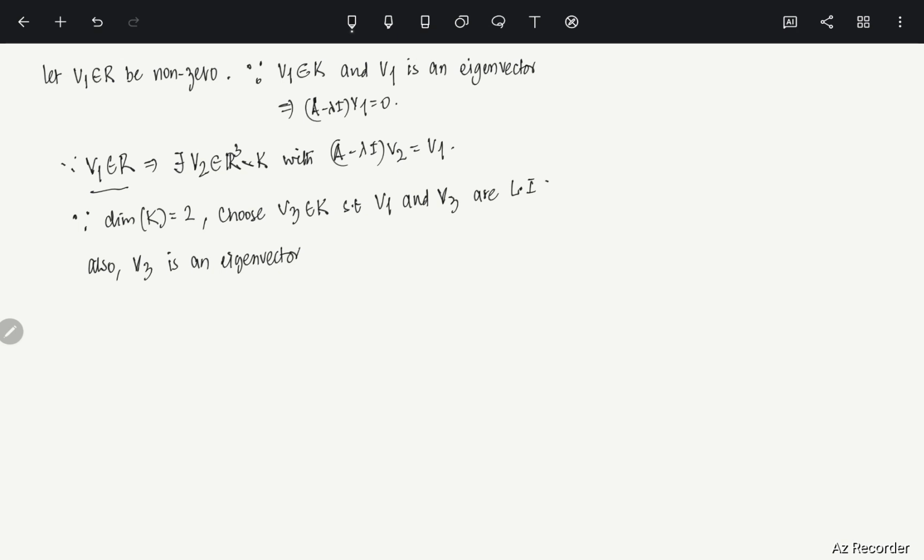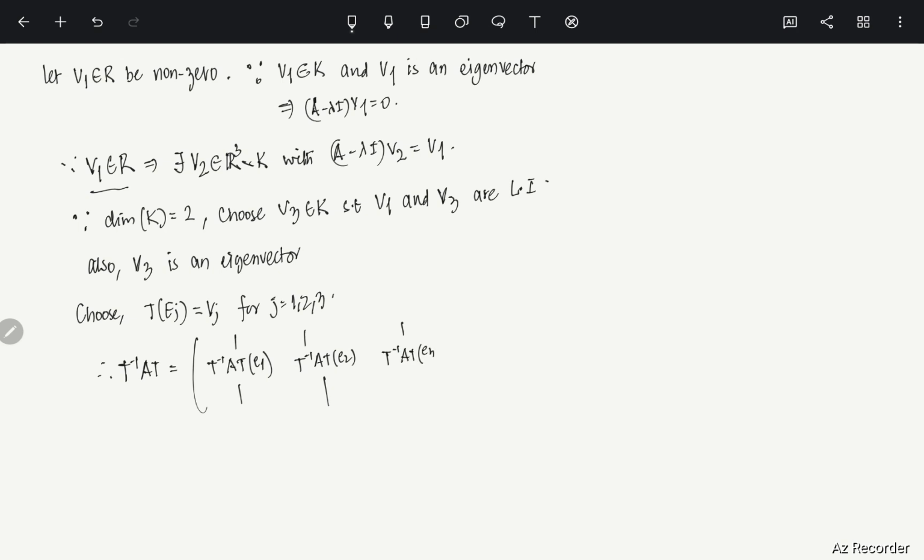So now you choose a change of coordinate. Choose T of Ej to be Vj, for j equals 1, 2, 3. Clear? If we do that, then what happens to T inverse AT? This matrix is T inverse A T acting at E1, then T inverse A T acting at E2, and then T inverse A T acting at E3.